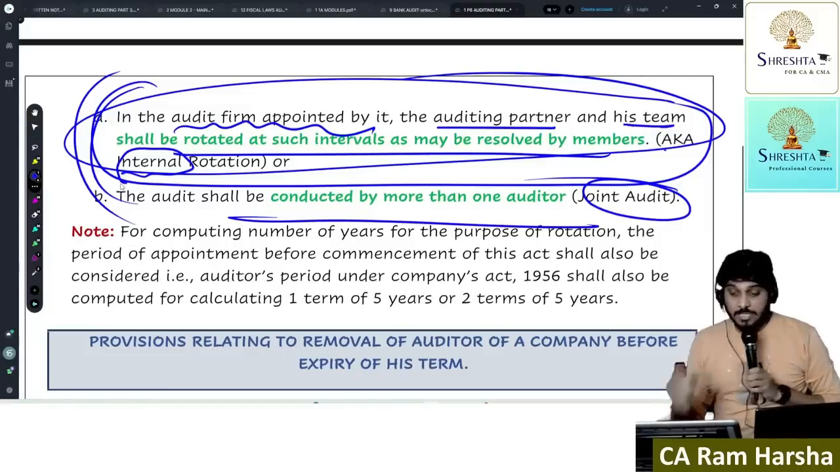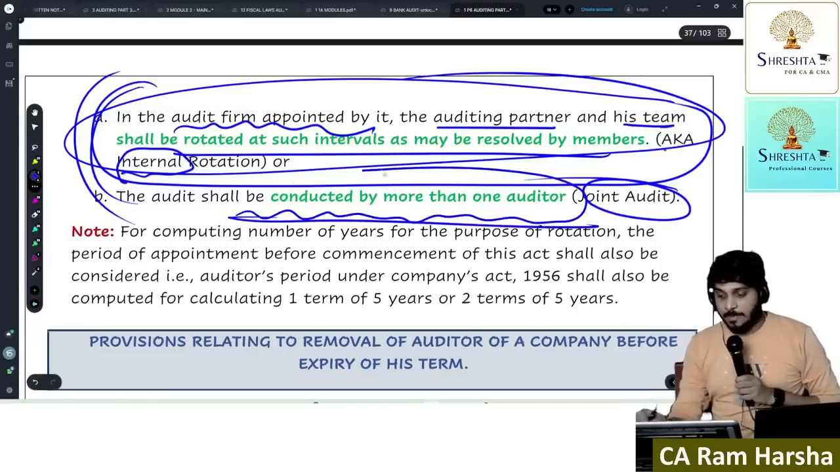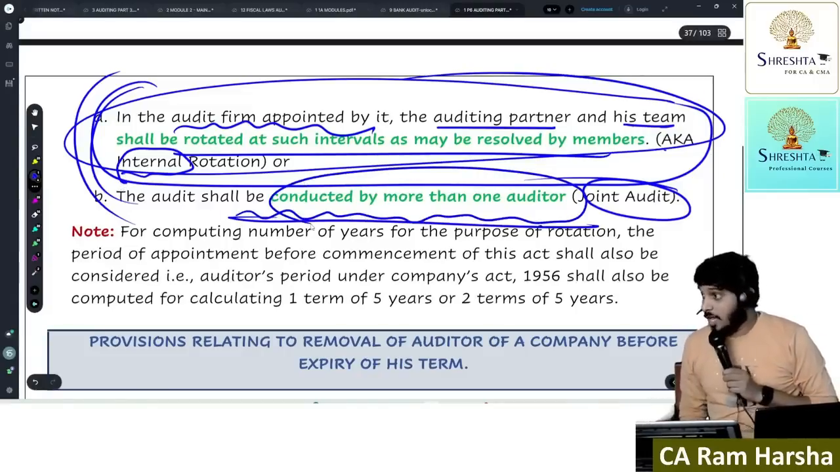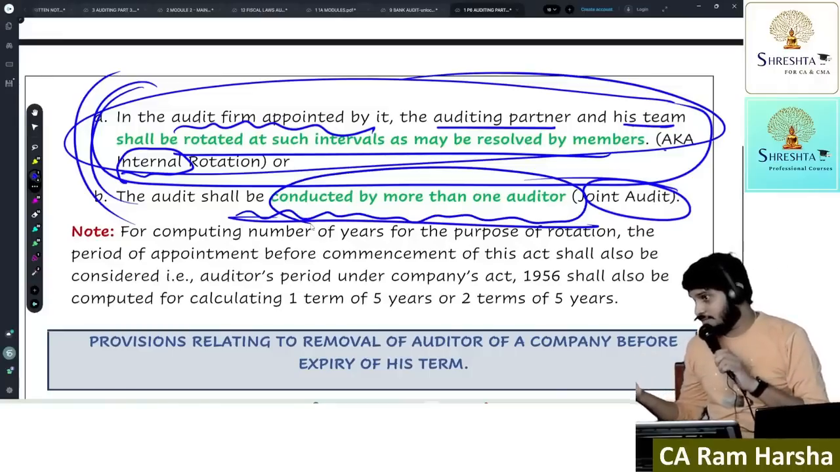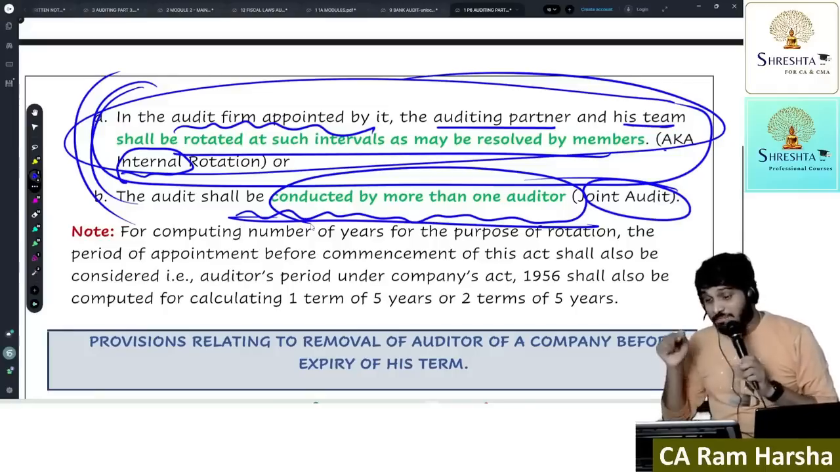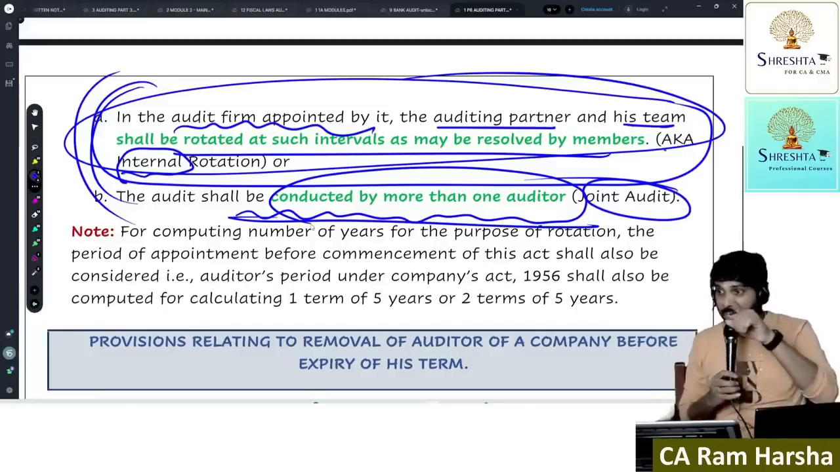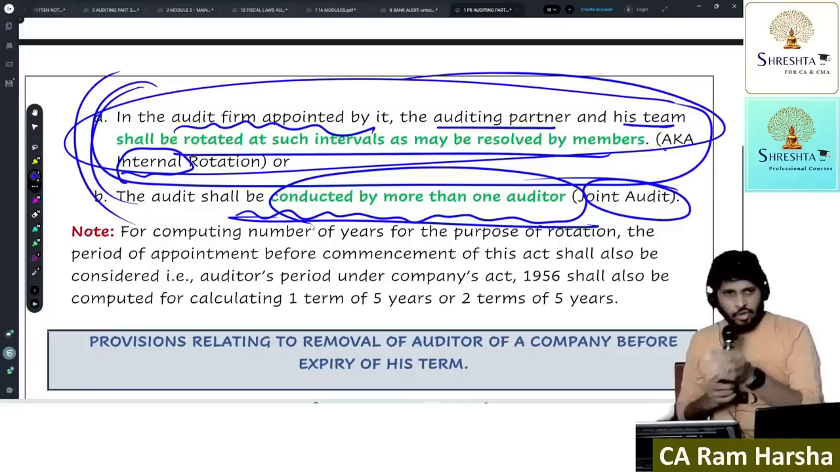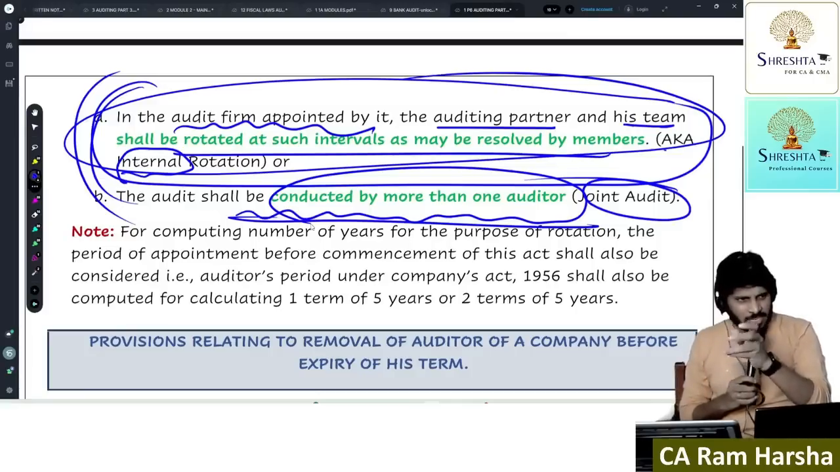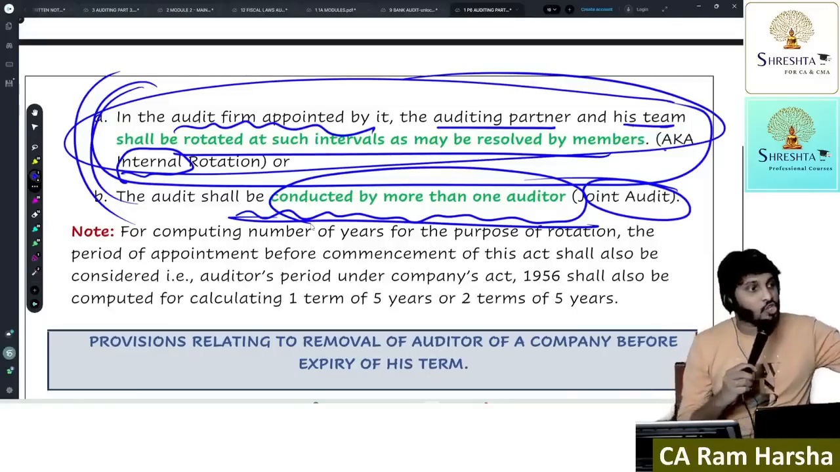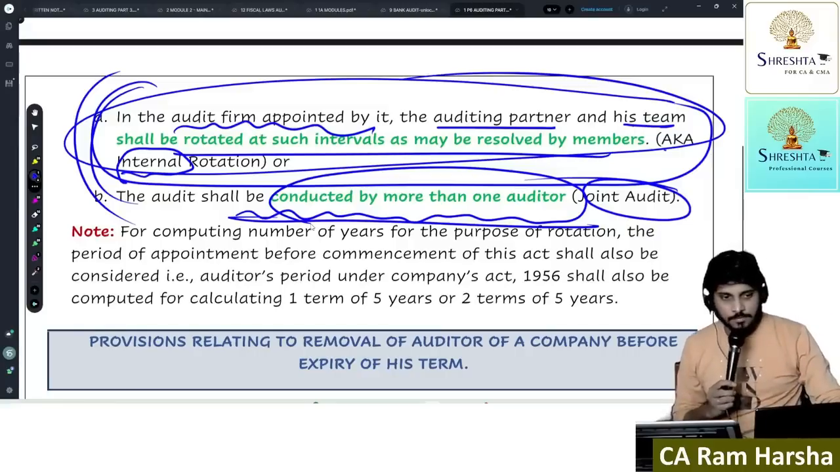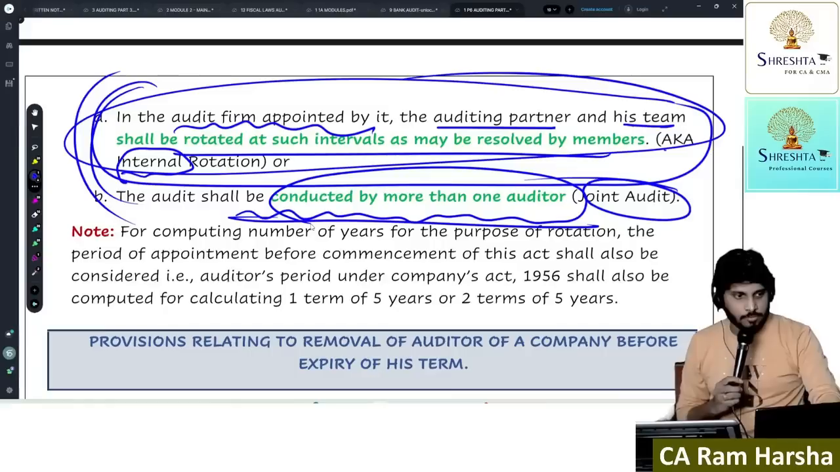Or members may resolve that the audit will be conducted by more than one auditor. If members decide, joint auditors can be appointed. Now tell me, Companies Act section 139 subsection 2 indirectly speaks about joint auditors, no? So, does the Companies Act contain any reference to joint audit? Yes. Can I say the Companies Act is not at all speaking about joint audit? No. Are you clear? All of you.